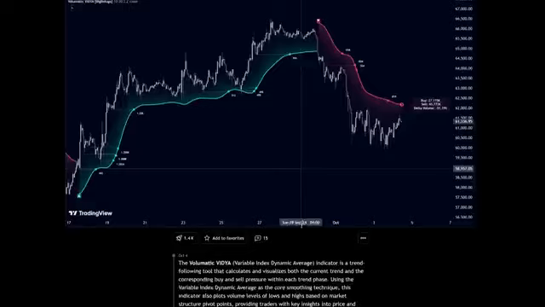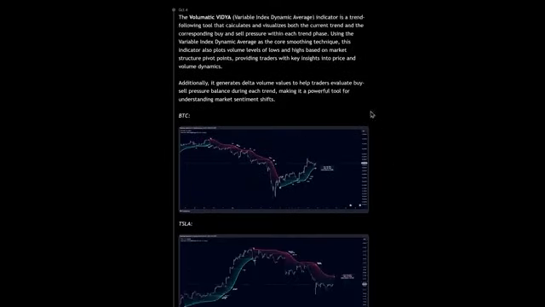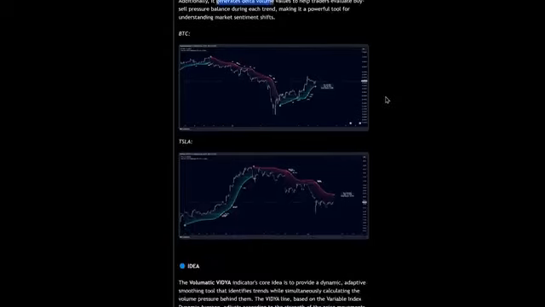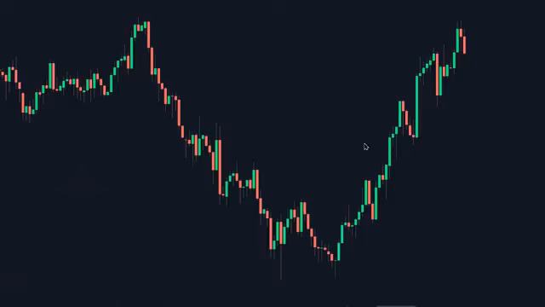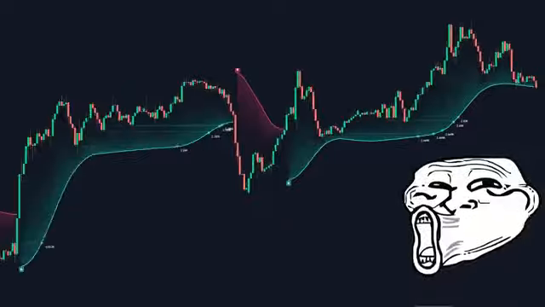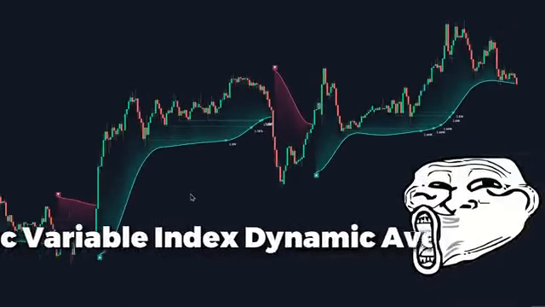This powerful tool doesn't just show you the trend of the market. Instead, it also reveals the volume at different levels of that trend. In this video, we're gonna go over what this indicator is. Let's get into it. Now, to get started with this indicator, it's called the Volumatic Variable Index Dynamic Average Indicator.